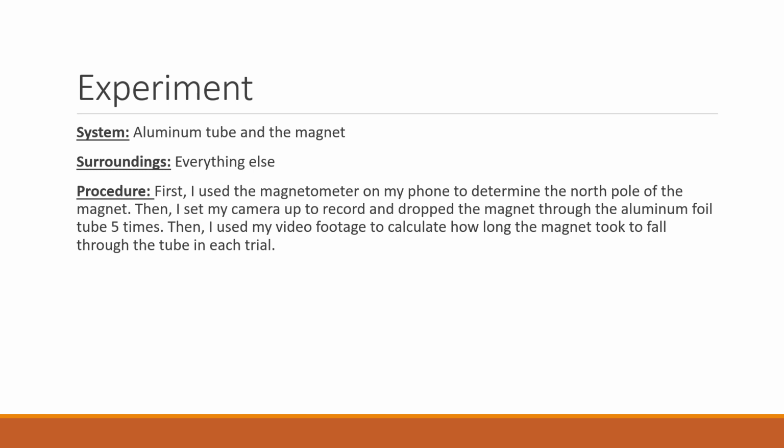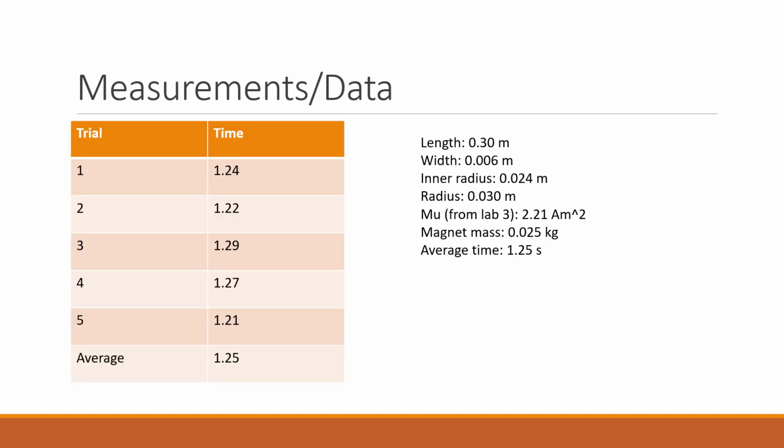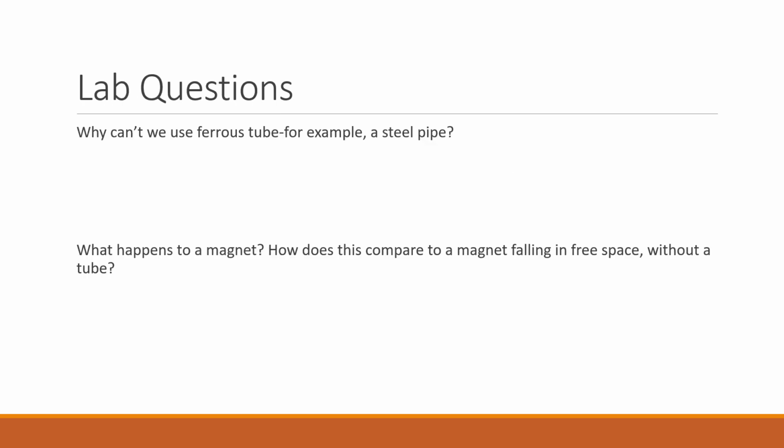The procedure: first I use the magnetometer on my phone to determine the north pole of the magnet. Then I set my camera up to record and drop the magnet through the aluminum foil tube 5 times. Then I used my video footage to calculate how long the magnet took to fall through the tube in each trial. This is the data that I got using those procedures. Yeah, the average is 1.25 as shown on the introductory slide.